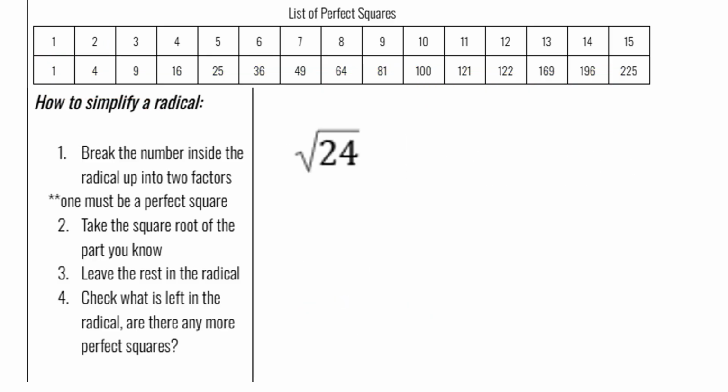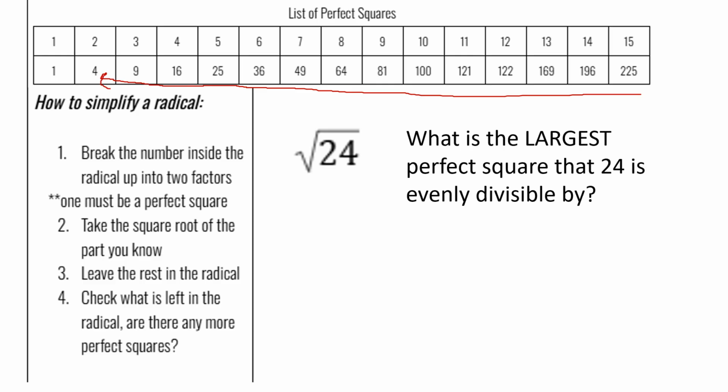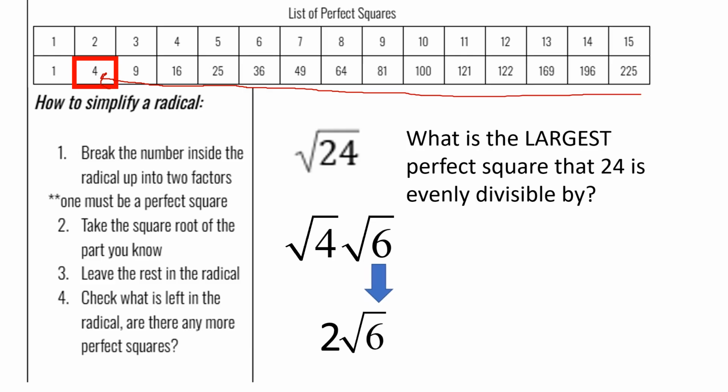Let's try another one. Square root of 24. I'm going to look down my chart: not 25, not 16, not 9. Oh, it's 4 again. So I'm going to write this as the square root of 4 times the square root of 6, because 4 times 6 is 24. Once again, I'm going to take the square root of 4, which is 2, and then I'm just going to bring down the radical 6. And so the square root of 24 can be simplified to 2 times the square root of 6.